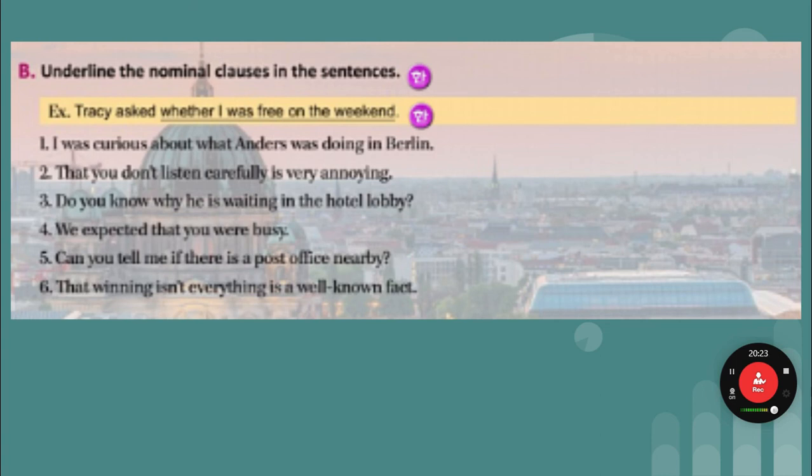Do you know why he is waiting in the hotel lobby? Okay, underline why he is waiting in the hotel lobby. Underline means write a line under something. We expected that you were busy. Okay, so underline that you were busy. Can you tell me if there is a post office nearby? Underline if there is a post office nearby. That winning isn't everything is a well-known fact. Underline that winning isn't everything.